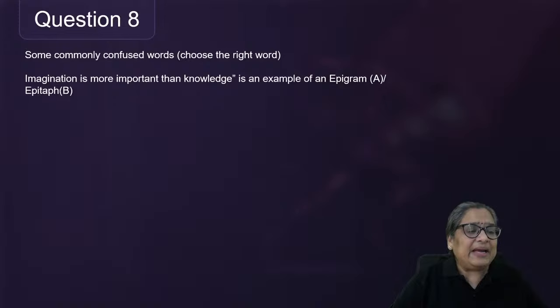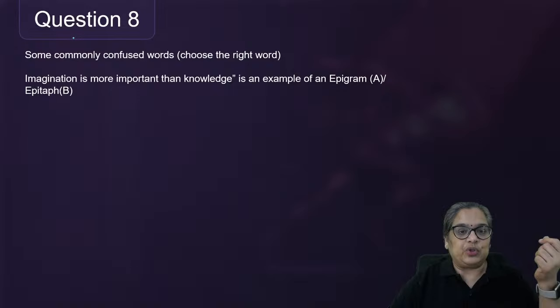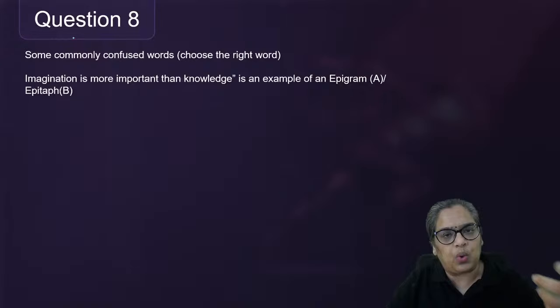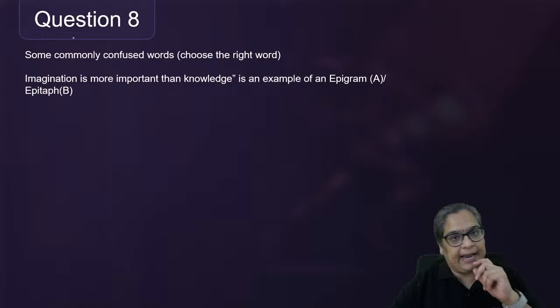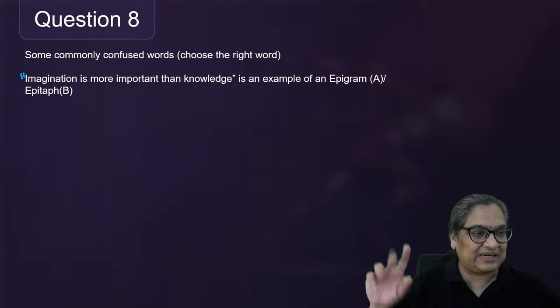Today in Snap also they asked this question. They gave a proverb, fools rush in where angels fear to tread, and they asked, what kind of figure of speech is this? So, any witty saying that is used generally as a quote in a book, as a heading of a chapter, is called an epigram. All right. So, imagination is more important than knowledge is a quote. It's a clever kind of saying. So, this is an example of an epigram or an epitaph.